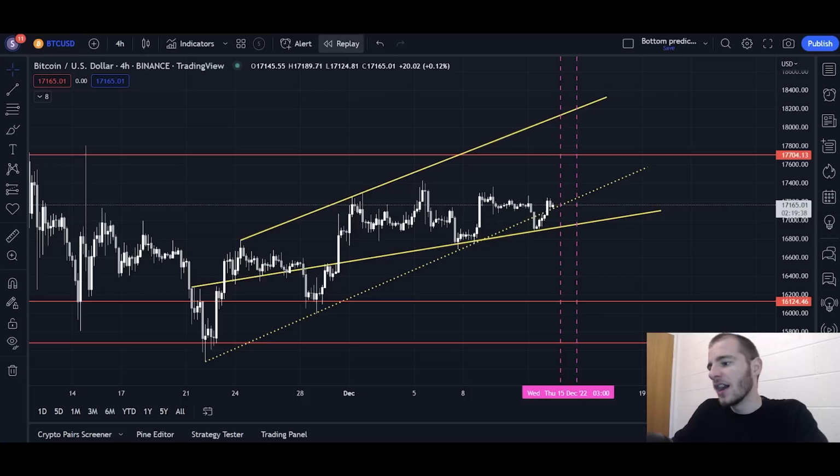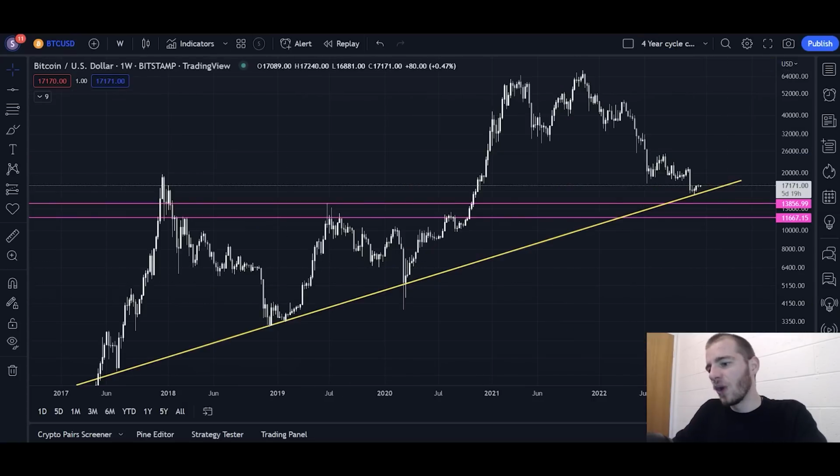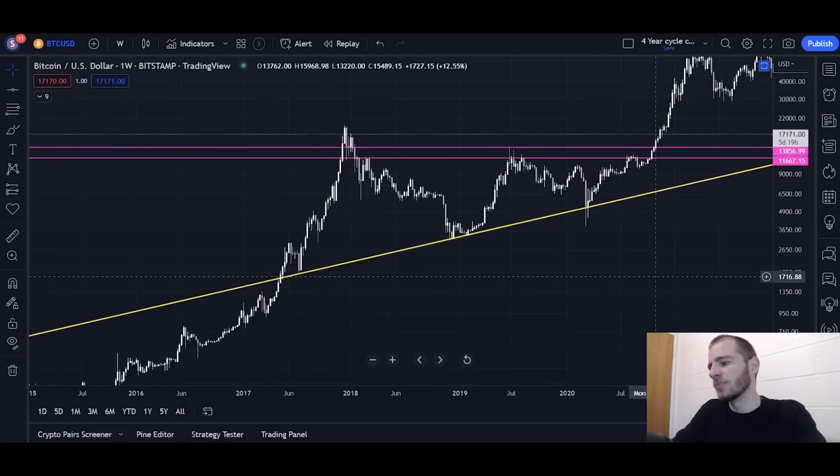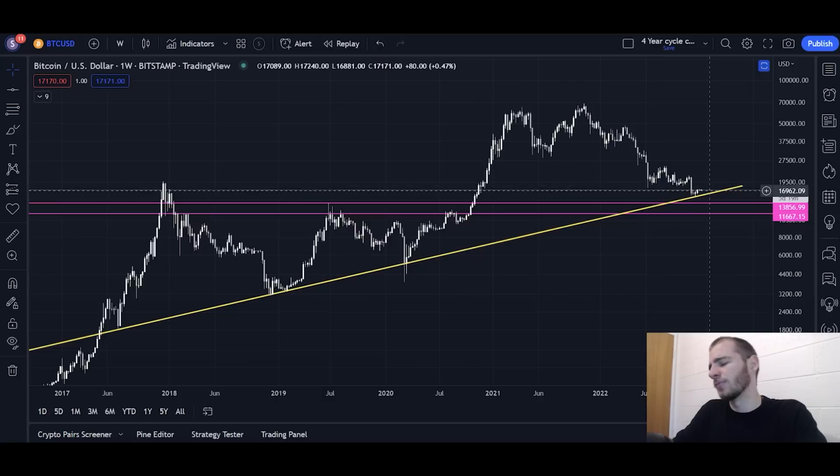But overall, and I've said this before and I'll say it again, I do think it's quite likely that the bottom is actually in for Bitcoin already. I do think it's quite likely the bottom was in at 15.5K. And I suppose we'll see whether I'm right or not.